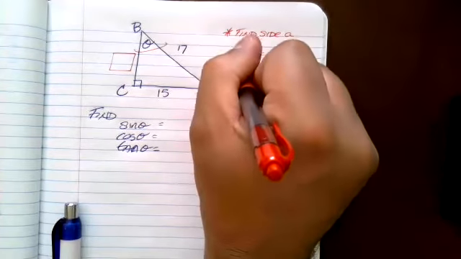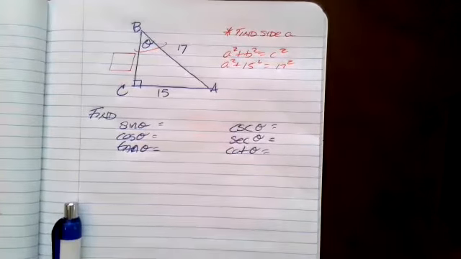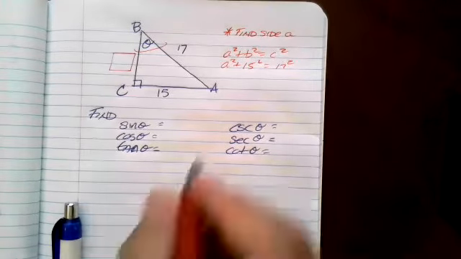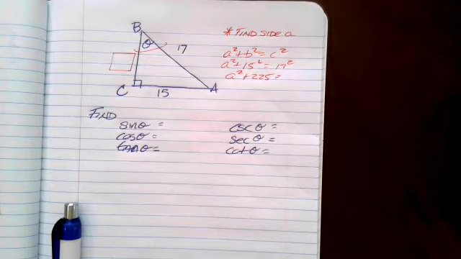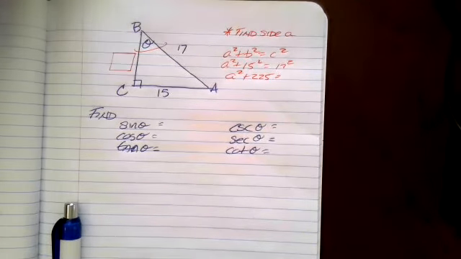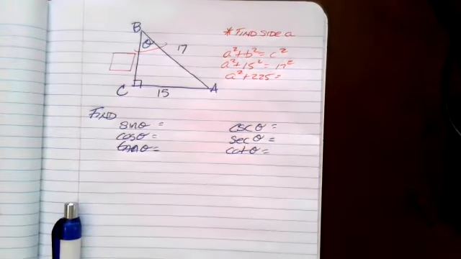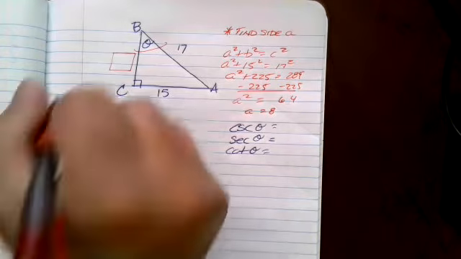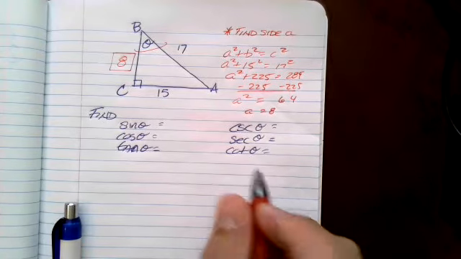So I'm going to have a squared plus 15 squared is equal to 17 squared. So I'm going to have a squared plus 225 is equal to 17 squared. What's 17 squared? 289, I think. I don't have a calculator. So if you use Pythagorean theorem, you'll get A is equal to 8. And once we find that side, this is a relatively easy problem.